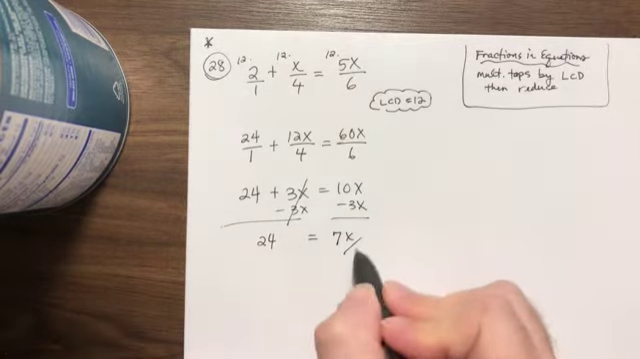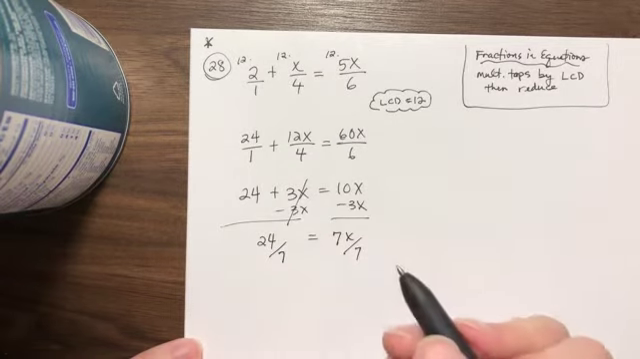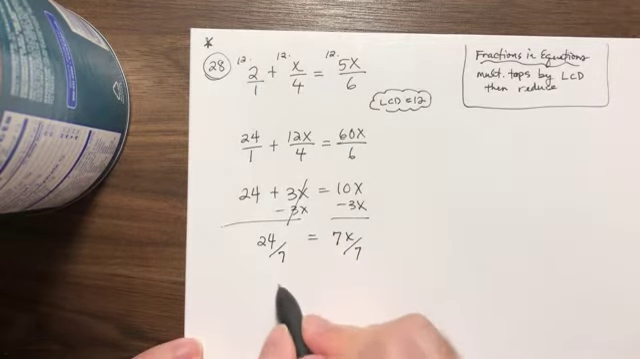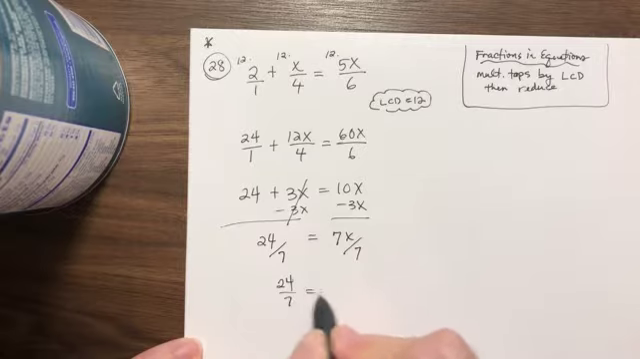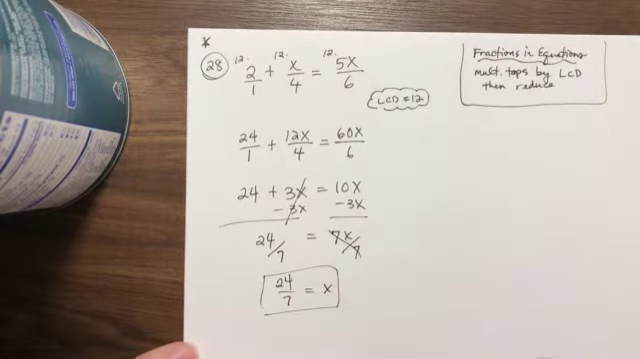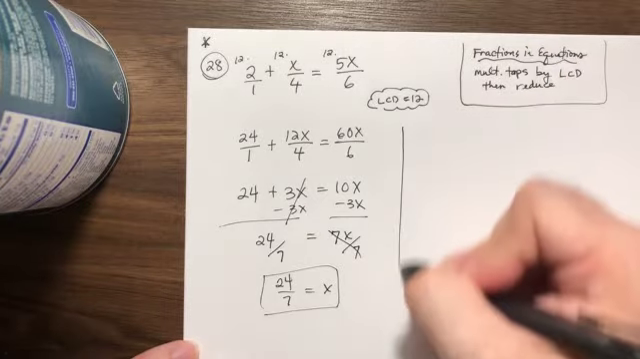And then when we divide by 7, it doesn't go evenly. It doesn't even reduce. So 24 over 7 is the answer. Okay? If it doesn't reduce, then don't do anything with it.